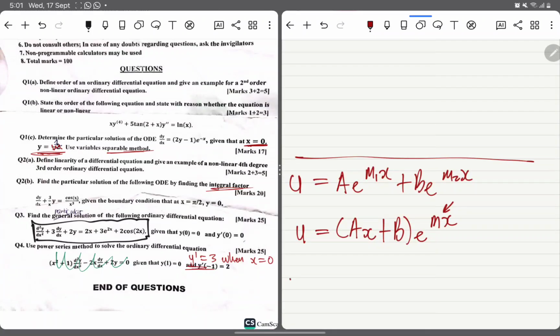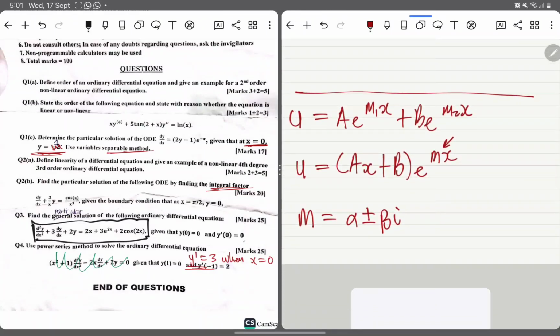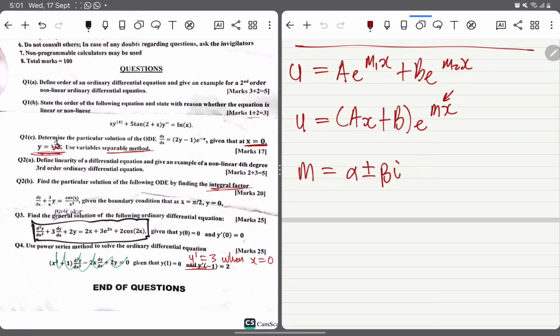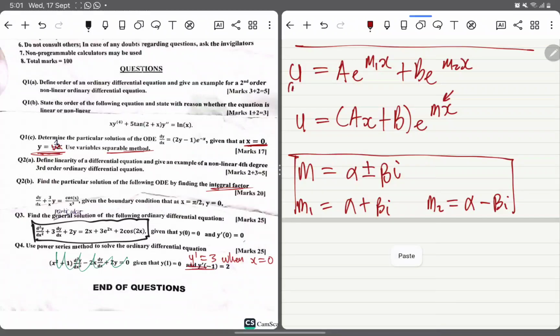Then lastly, you would say, okay, what if I get complex solutions where I have m being equal to alpha plus or minus beta i? In other words, you get two solutions for m: alpha plus beta i, and then alpha minus beta i. So your m1 is alpha plus beta i, then your m2 is alpha minus beta i. So now we have them, m1 and m2. This is the case when you have complex solutions. One is when you have two different real solutions. Two, you have the same solution but it's real. Then three, you have two different complex solutions.